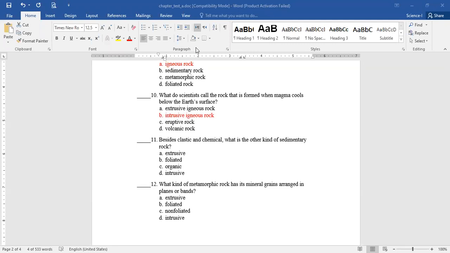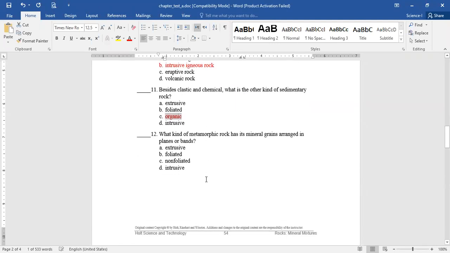Foliated. Foliated is not a type of sedimentary rock. Actually, it's a type of metamorphic rock, okay? Metamorphic rock could be foliated or non-foliated according to their structure. But here we said that the sedimentary rocks could be plastic, chemical, or organic, okay? So don't forget this, Adam, okay?